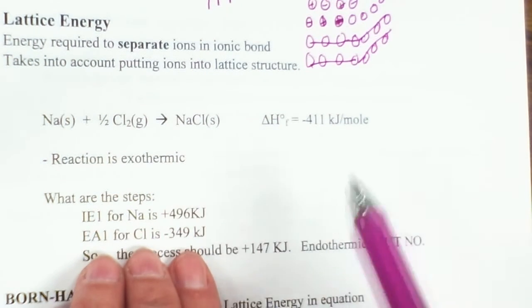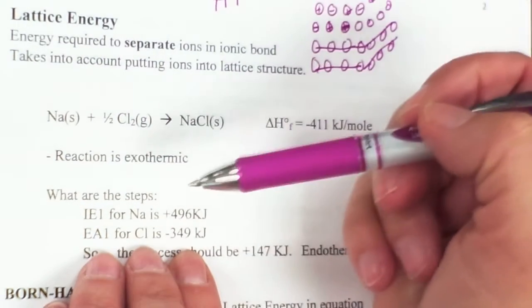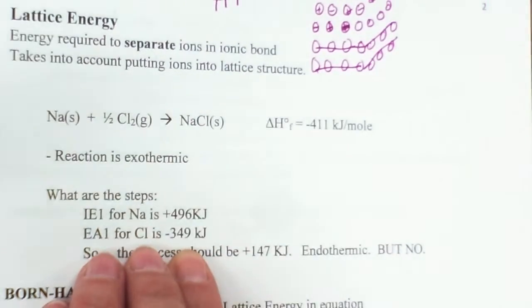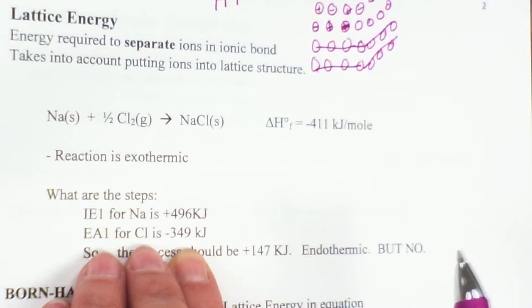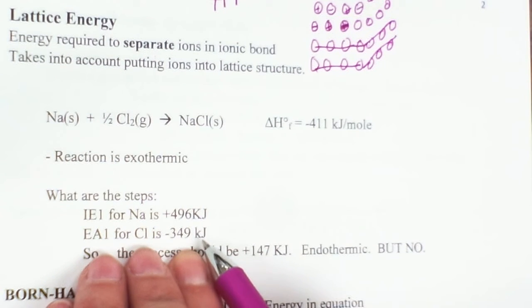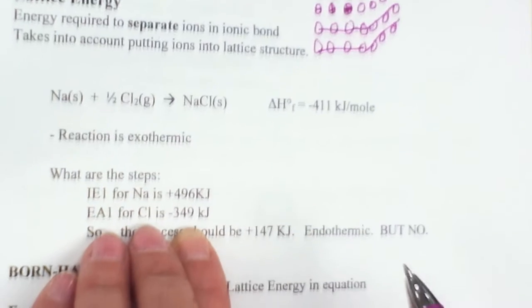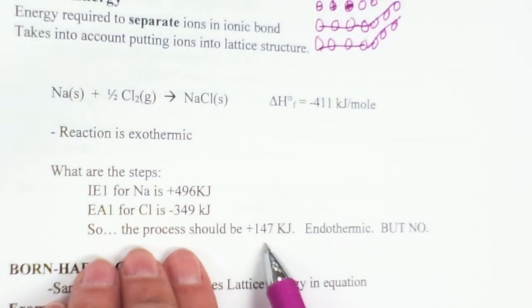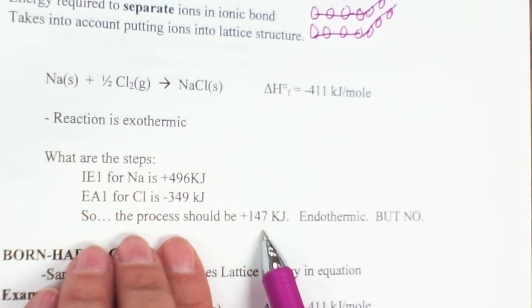And then we're going to add an electron onto chlorine to make it into an ion, right? We got to do that because we want those two, positive and negative, to attract, right? Okay, well, that makes sense too. And that's going to happen pretty easily because chlorine really wants that electron, right? So that's exothermic. Problem is, you add those two together, it should be an endothermic process.